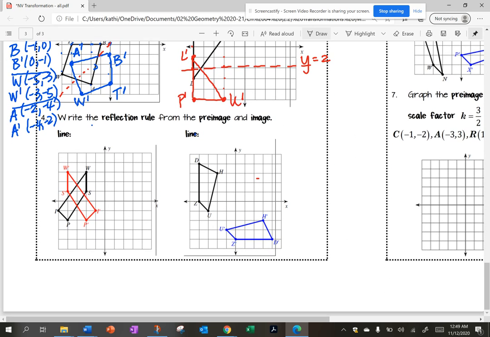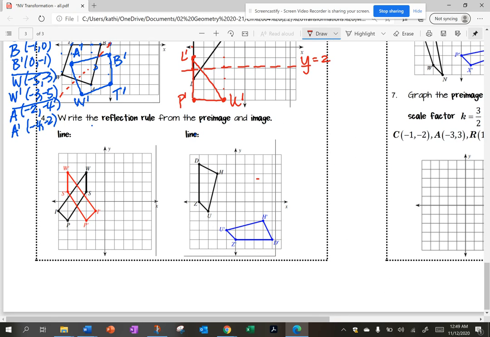Next, let's find the rule for the reflection. So I want to find the line that's halfway in between. So I'm just looking for a pre-image and an image. So if I look, I'll see my line is right here. So that's a vertical line. So that's x equals -1, 2, 3, -3. This one, I see that it is reflected over y equals x.